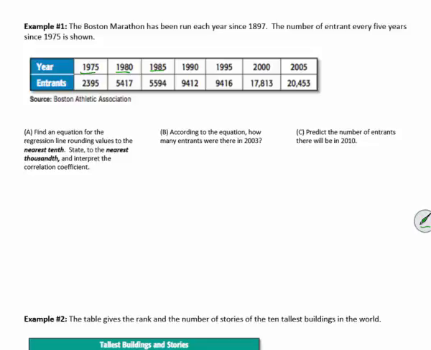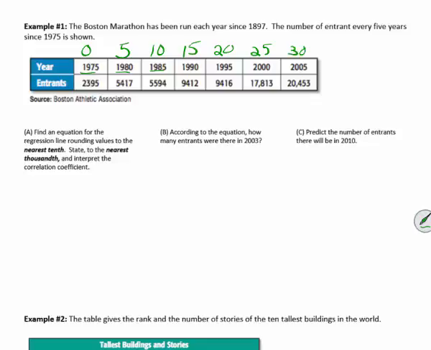So what I'm going to do is start with whatever year they give me. I'm going to call it year 0. That's my starting point. And then the next numbers are going to be how many years after that. So 1980 is 5 years after, 85 is 10, 90 is 15, 20, 25, and 30.